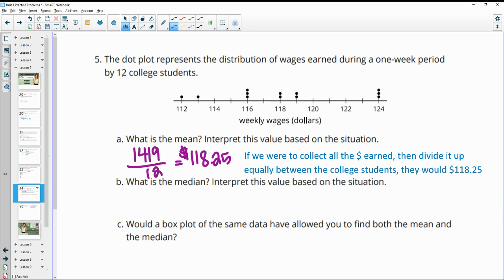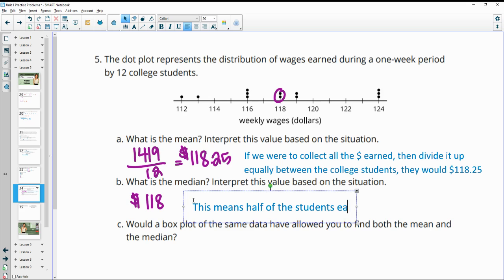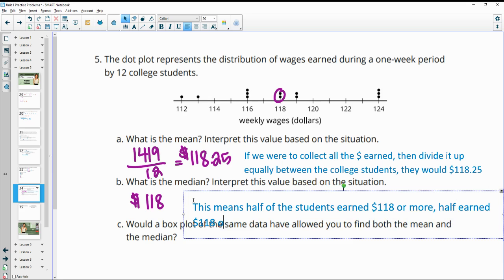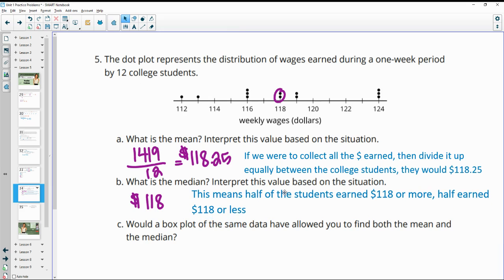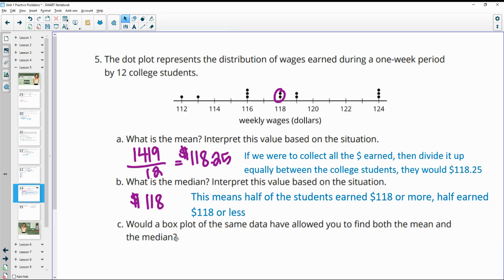For part B, what is the median? So now we want to go to the middle. So 12 would split 6 and 6. So 1, 2, 3, 4, 5, 6. So the middle is between these two. So at 118 would be the median. And what does this mean in the situation? So this means half of the students earned $118 or more, and half earned $118 or less. So that splits it up half and half. So half above 118, half below 118.